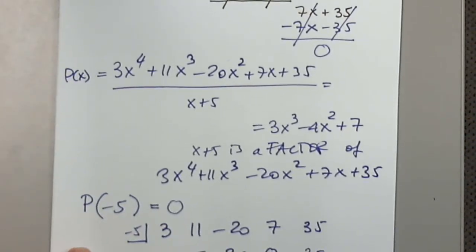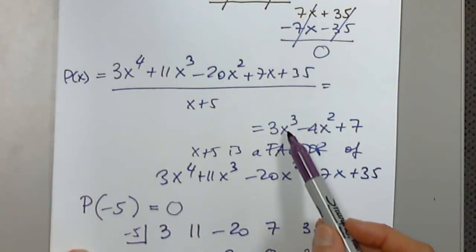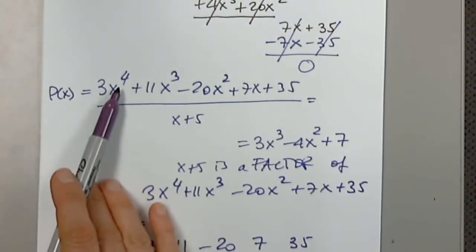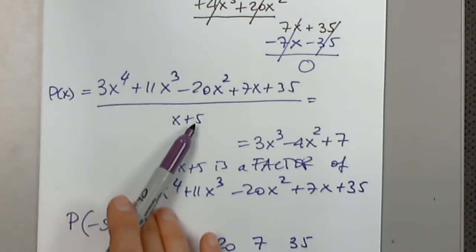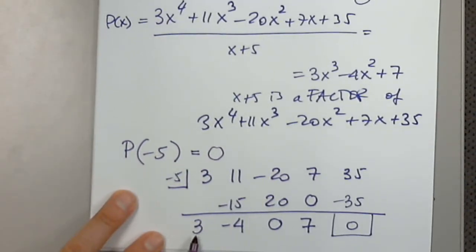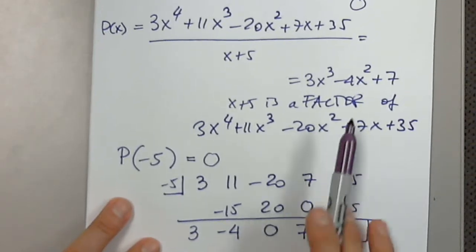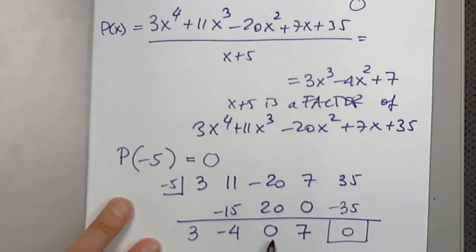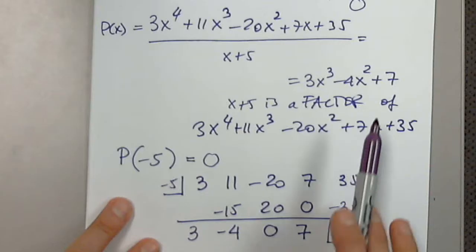And here is the quotient, 3x to the 3rd. How do I know it's x to the 3rd? Because I divide degree 4 by degree 1. So I have to have 3x to the 3rd power. I have to have minus 4x squared. I will not have a term with x, and then plus 7.